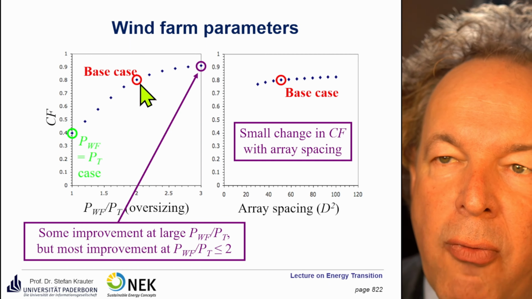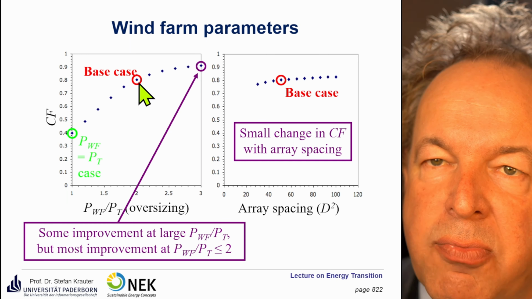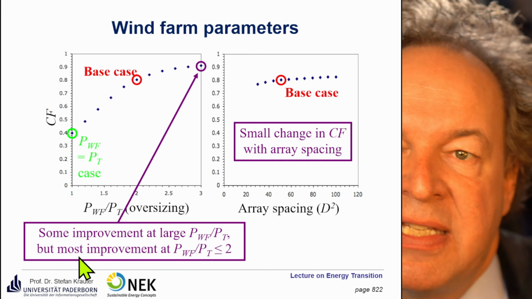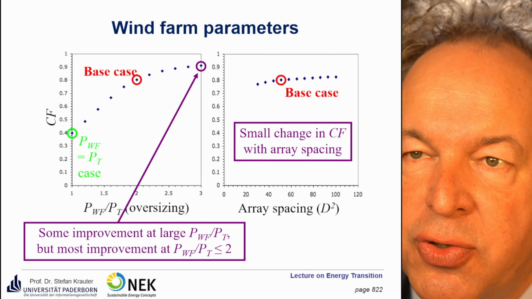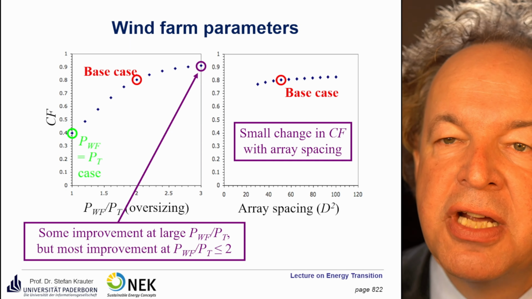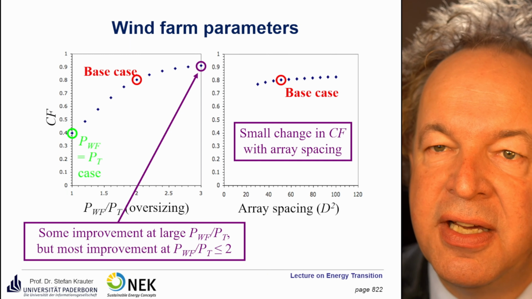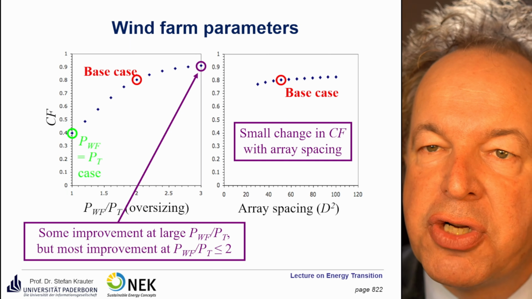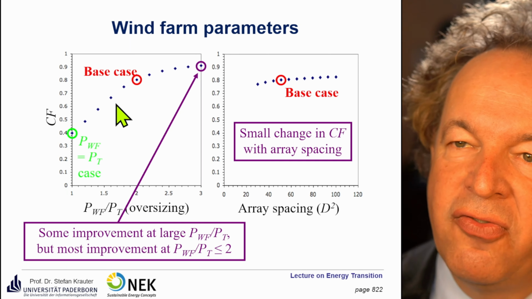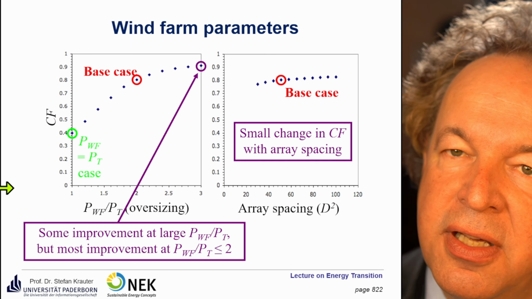That's clear. If you use more wind turbines, then the possibility that we go below the capacity factor is more seldom, and therefore we increase the capacity factor. So we can observe some improvements at larger wind farm size in relation to the transmission capacity, but most improvement is reached if we are below that standard value, where the wind farm has double the size of the transmission rating. If we went below that value, for example with a wind farm of only 3 gigawatt, we would suffer in terms of the capacity factor.